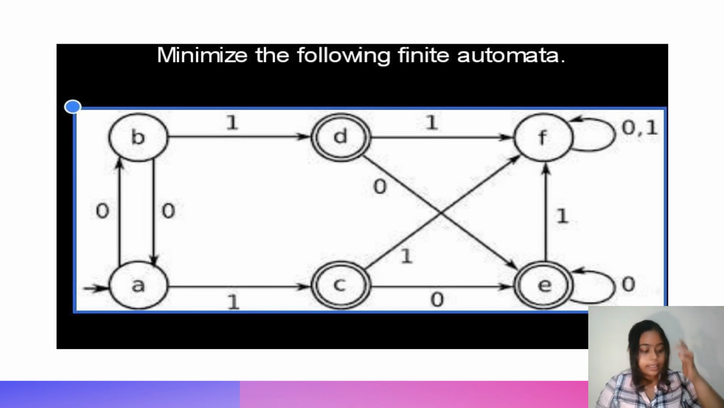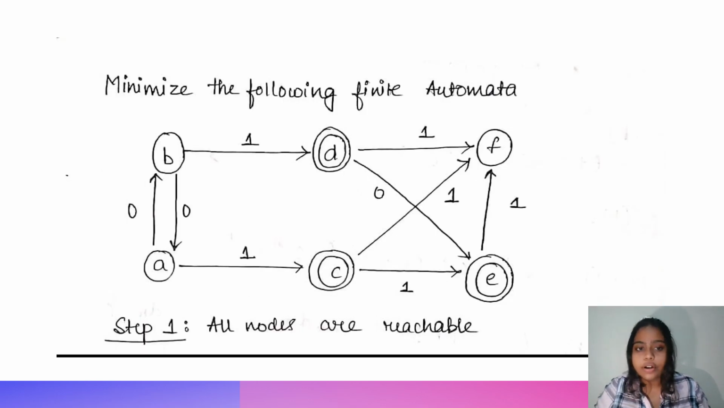The steps include, first, we need to remove all the non-reachable states from the start state. Here the start state is A. The arrow given determines that the state is the start state. So from the start state we need to check whether all the states are reachable or not. So let's move forward. So here, in step 1, all nodes are reachable.